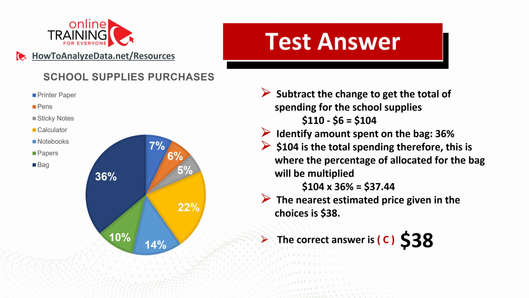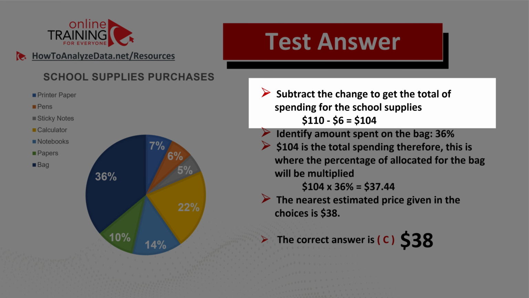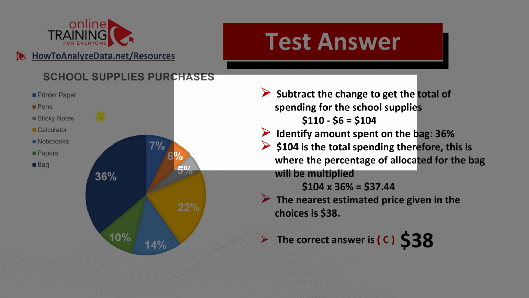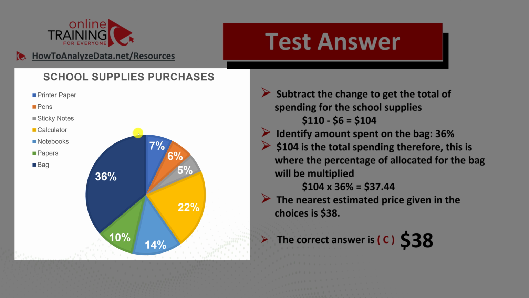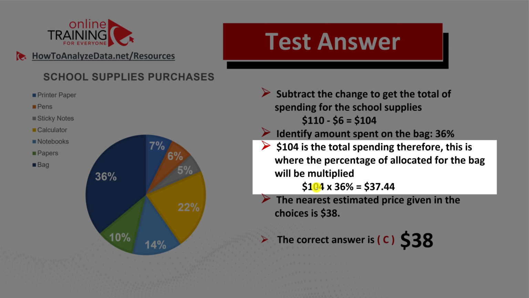To solve this challenge, first thing we need to do is calculate total amount spent. And we do it by subtracting 6 from 110, which gives us $104. This is the total amount spent. In the next step, let's take a look how much money was actually spent on the bag. Pie chart typically represents 100%, and you see 36% allocated for the bag, because it's represented by the dark blue color. If we multiply 104 by 0.36, we will get to the amount of 37.44.